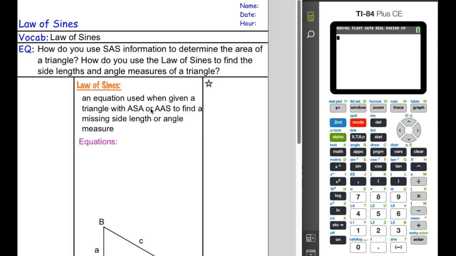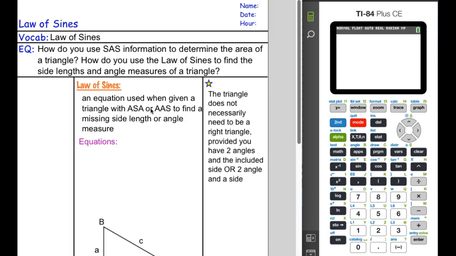So the law of sines states that an equation used when given a triangle with ASA or AAS to find a missing side length or angle measures. If you recall, ASA is angle side angle or angle angle side. The big thing we want to remember is that the triangle does not necessarily need to be a right triangle, because that's why we have these. Otherwise, if it was a right triangle, you could use regular trig, but because they're not right triangles, this is how you use it in order to find your missing information.